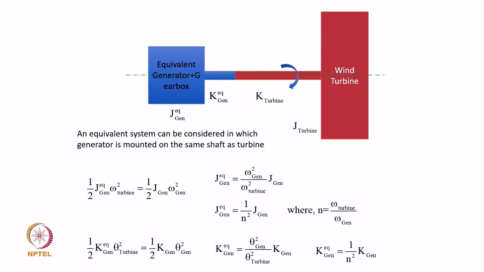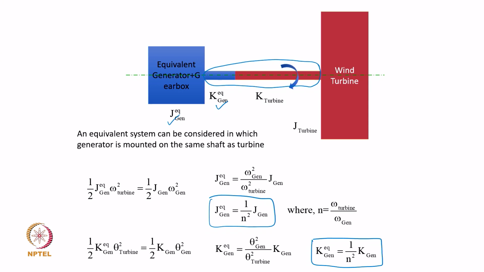Okay. So, once we have the equivalent generator inertia and the equivalent stiffness of the generator shaft, we now have to find the stiffness of the entire shaft which connects the generator and turbine. All right. So, we know this shaft can be one torsional spring, and then there is another spring representing the turbine shaft, and they are in series. So, you can find the equivalent stiffness: 1 over K E is equal to 1 over K generator equivalent plus 1 over K turbine.